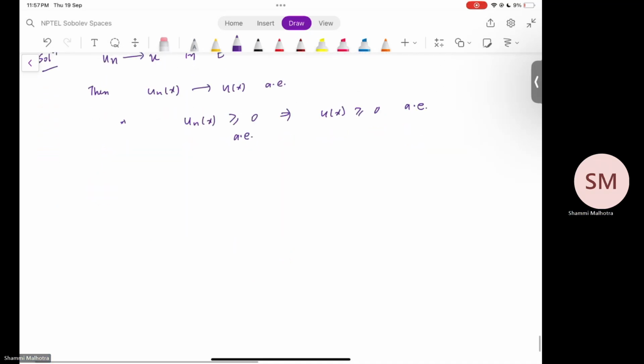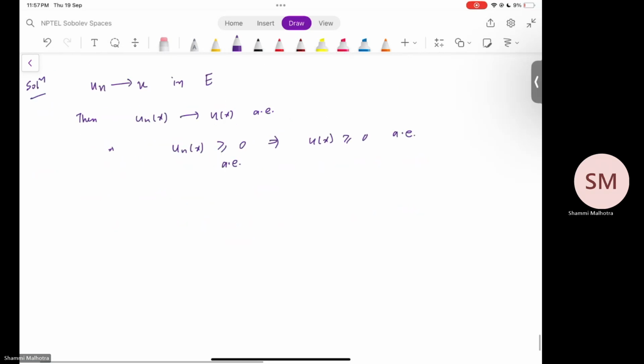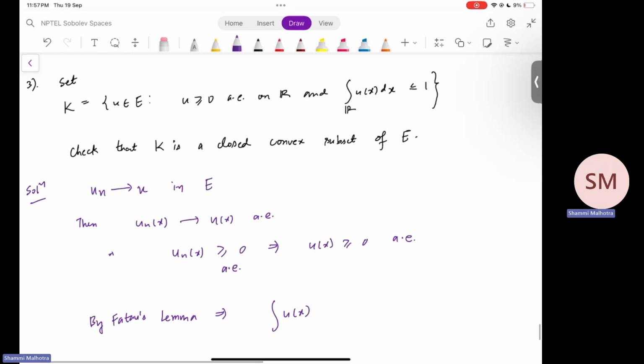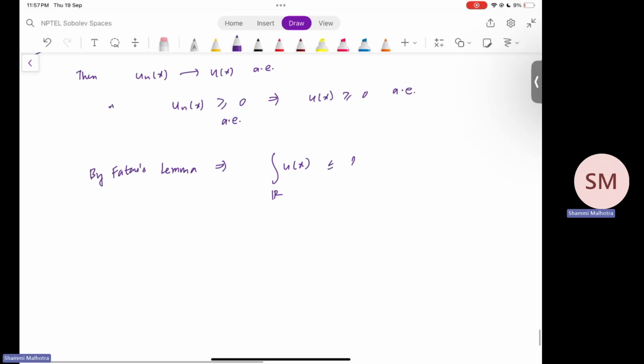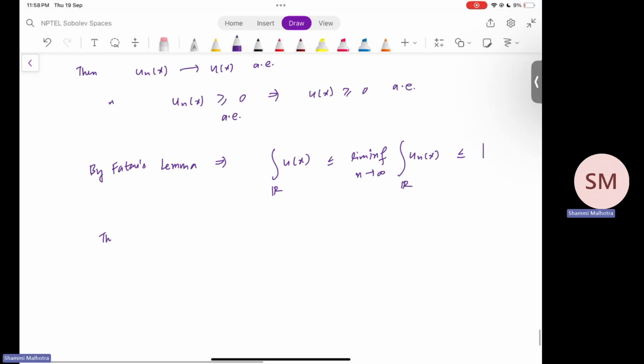Moreover, we can use Fatou's lemma to imply that the integration of u(x), since these u_n(x) are all non-negative, so I can invoke Fatou's lemma again. So we have this thing to be less than or equal to the lim inf as n tending to infinity of the integration of u_n(x). But this thing I know is all less than or equal to 1, so the lim inf is also less than or equal to 1. And thus we prove that K is closed.